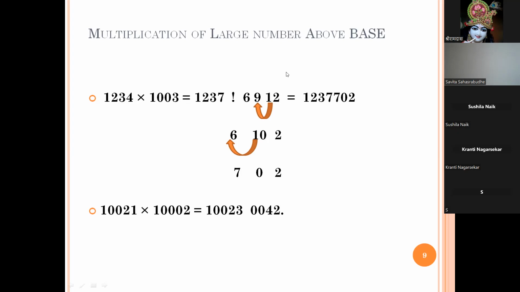I didn't come to know how you got that 6912. What is the base here? 1000. The difference is 234. So 234 into 3. 3 2s are 6, 3 3s are 9, and 3 4s are 12. So we need to adjust this part. 2 as it is, 9 plus 1 is 10, so 0 as it is, 1 next. 6 plus 1 is 7. The left part is 1237. So the final answer is 1237702. Clear?